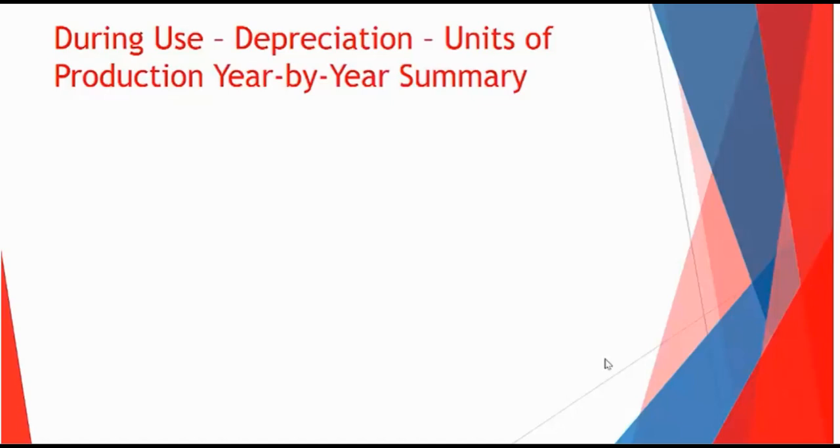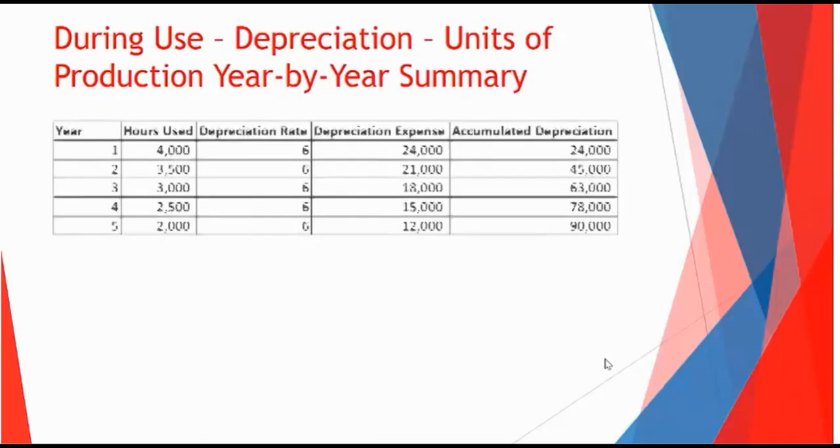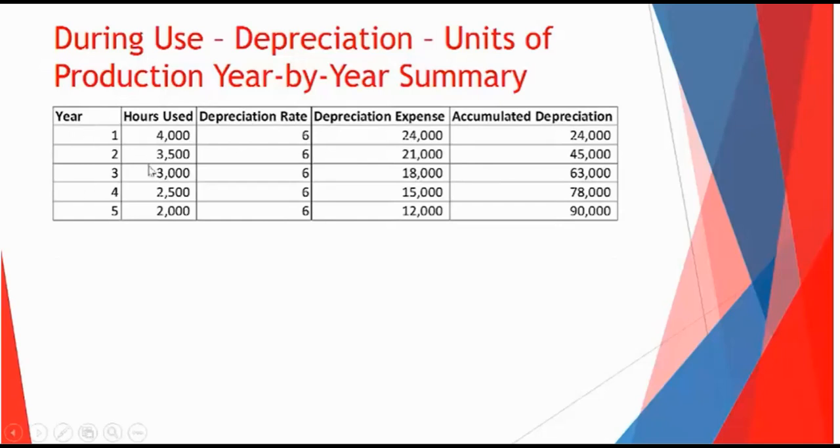All right. So, what happens year by year then in the summary? You can see each year here, we are recording the hours that we use the machine. The depreciation rate does not stay the same. We set it at 6 right away, so it does not change.